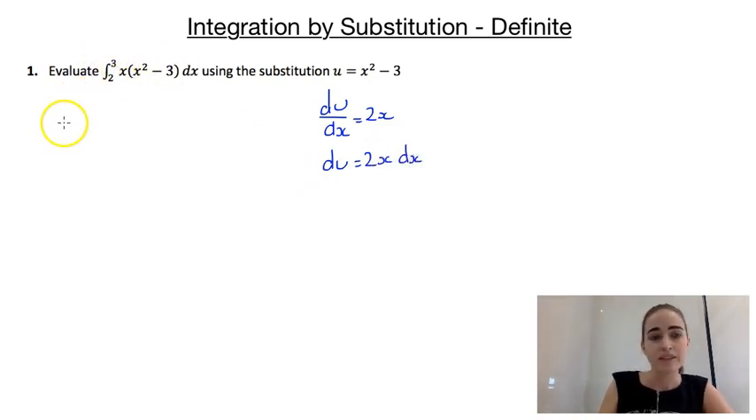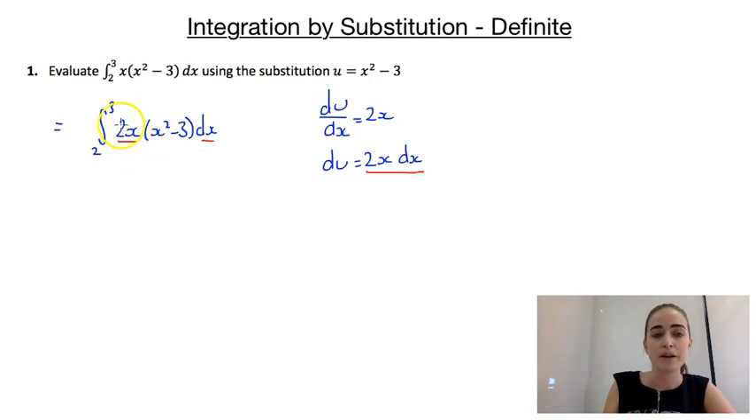Now, what that means, if we're substituting in here, is we'd have to manipulate this to be from 2 to 3 of 2x times x squared minus 3 dx, so that we've got that 2x dx, which is here, which can be replaced by our du. But because of that 2, we'd have to compensate with a half out the front.